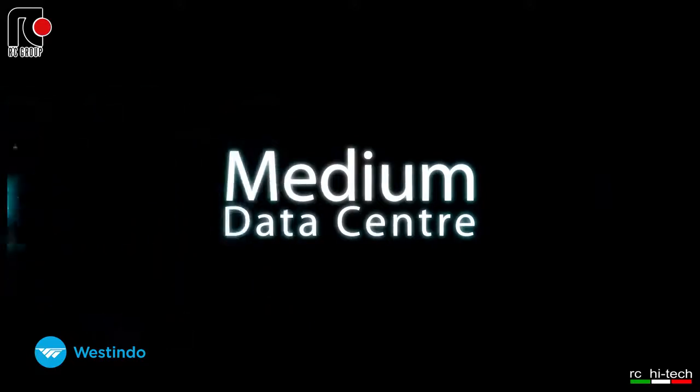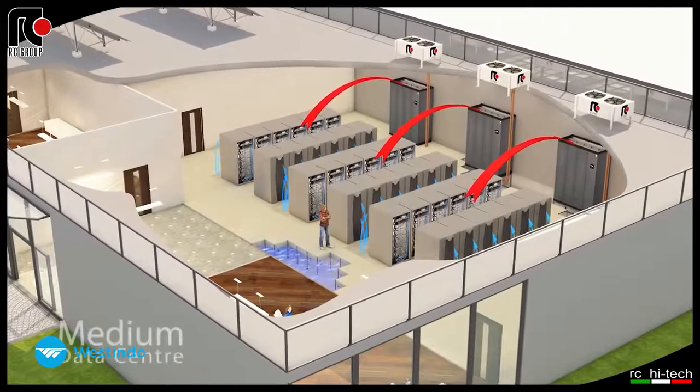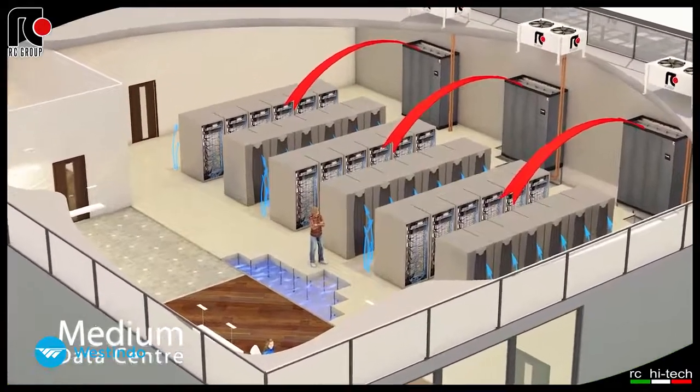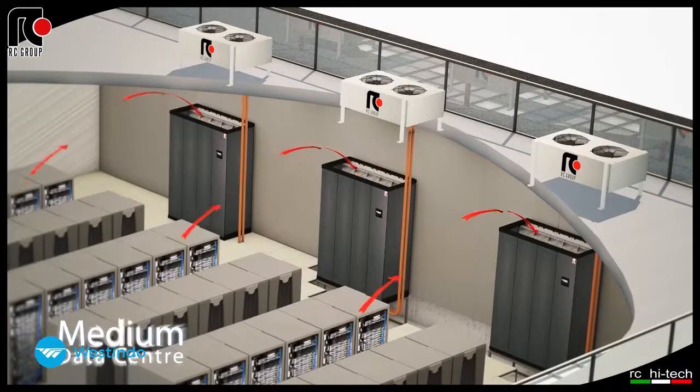Medium data center. For the medium size of data center, the use of chilled water systems will be too costly, and therefore the best solution is most often represented by a direct expansion air-cooled, water-cooled system, consisting of room units installed directly within the data hall and matched to remote dry coolers installed on the roof.